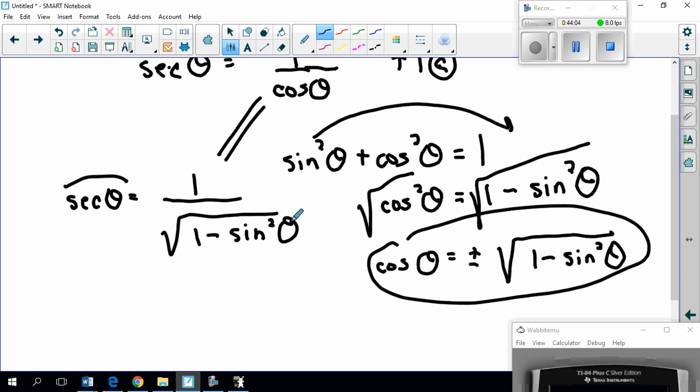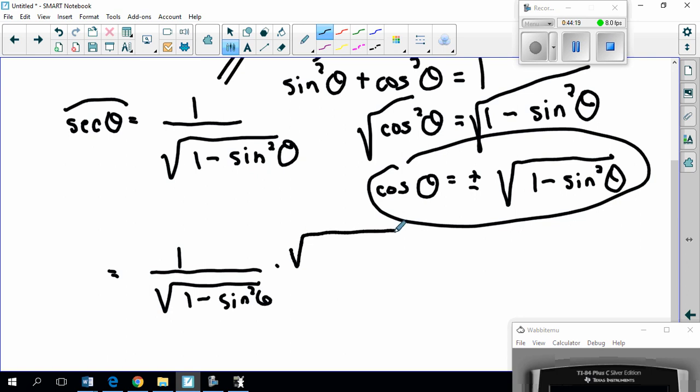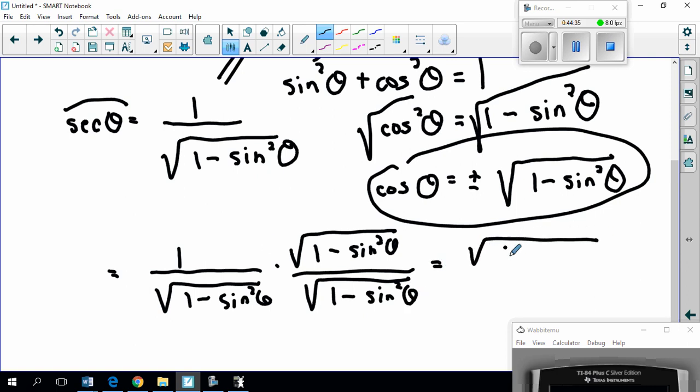Now, unfortunately, they don't let you leave radicals in the denominator, and it's unfortunate the way I showed my work here. So what you need to do, we will all pay for me being messy. Let's multiply by the world's stupidest one: the square root of 1 minus sine squared theta over the square root of 1 minus sine squared theta. And the square root times the square root is itself.